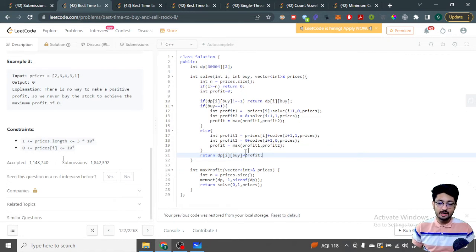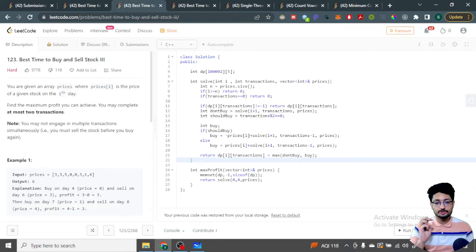and before returning the answer of the profit value, you just have to store that into the DP table. That's it. So these two lines will, before returning, store the state value, and if you have seen the state value, just return the state value instead of computing it again and again. That's the overall solution for the second part.